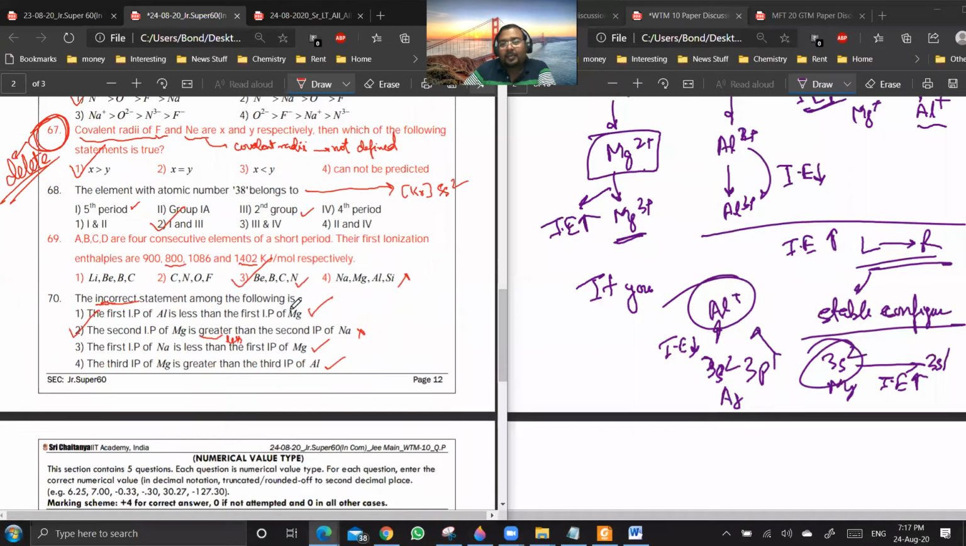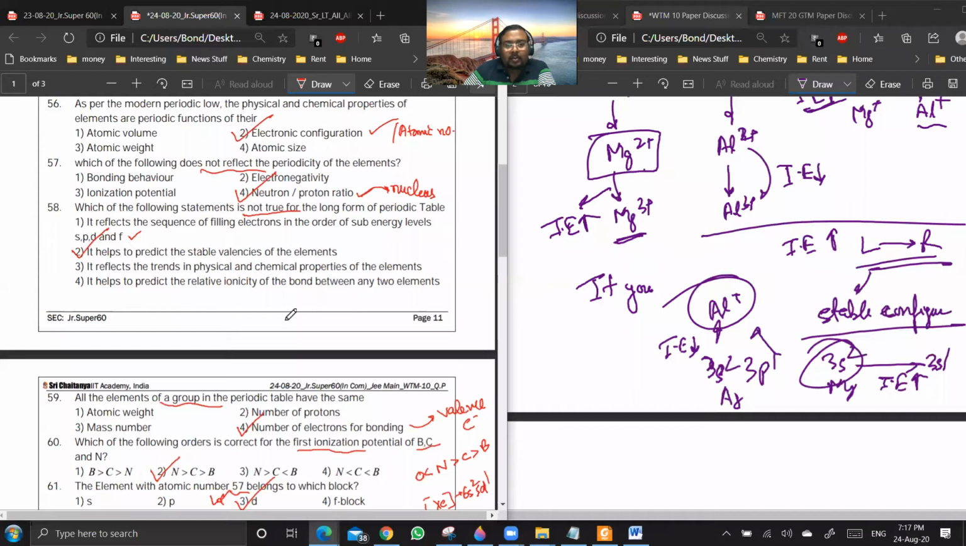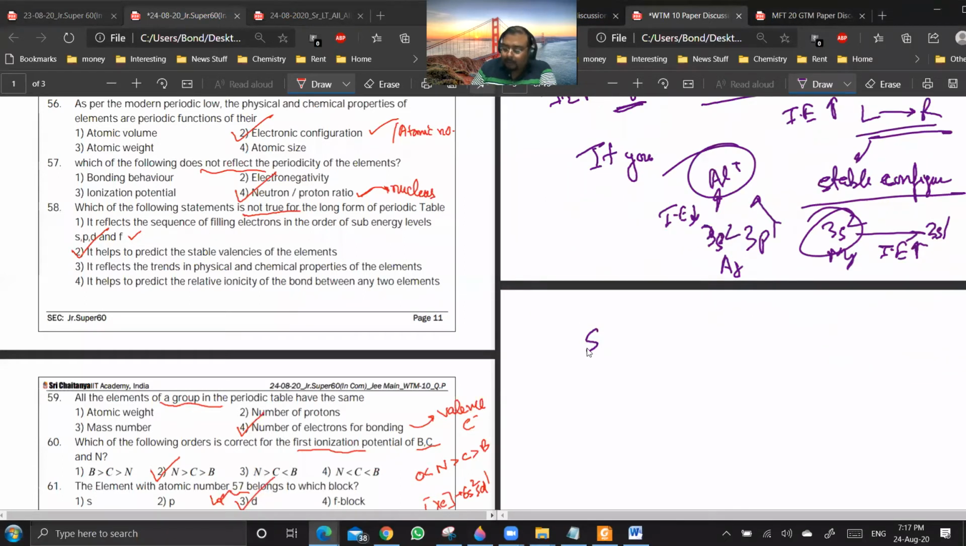Sir, once explain 58, sir. Okay. Which option do you want me to explain? Sir, why not A, sir? It reflects the sequence of filling of electrons in the different sub-energy level. That is the case, no? You see, first s electron. Suppose you are talking about 6th period. Then first 6s2 gets filled, then 5d. And actually after 6s2, the electron goes to 4f, then 5d is completely filled, and then it goes to 6p. So this is the order of filling of orbitals as per the Aufbau principle, with slight exceptions.